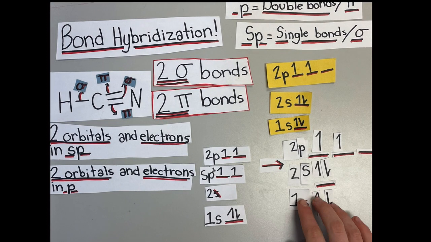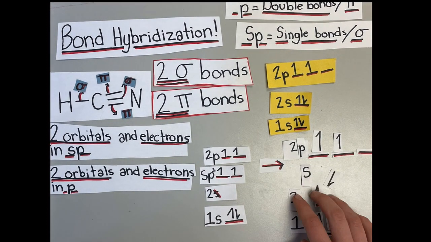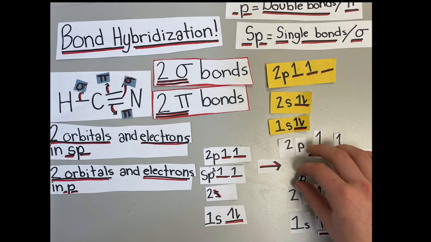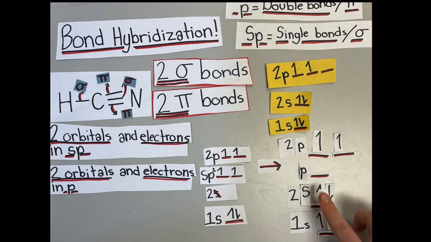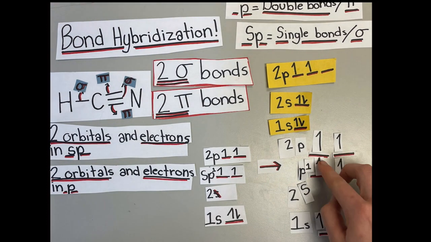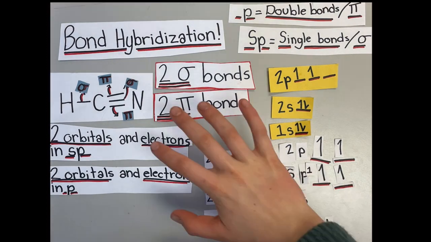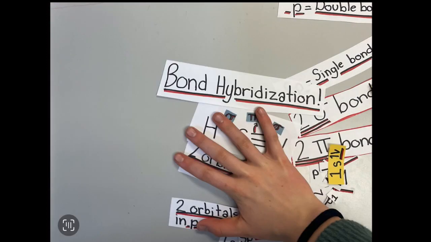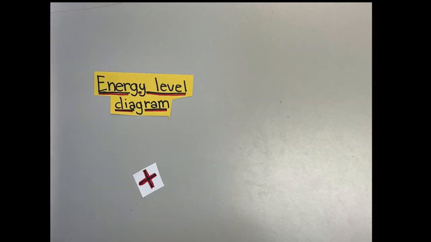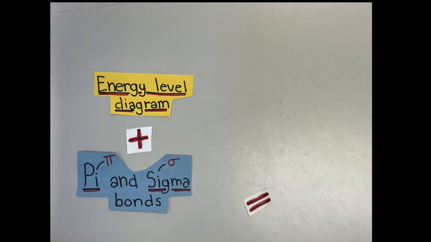All right, so let's first make room for our hybridized sp. We are going to need 2 orbitals and 2 electrons, so we're going to take 1 from s and 1 from p. So remember to put the 1 beside the p, and that's what it's going to end up looking like. All right, thanks for watching, and let's look over what we learned. We looked at energy level diagrams, we looked at pi and sigma bonds, and finally we looked at bond hybridization.